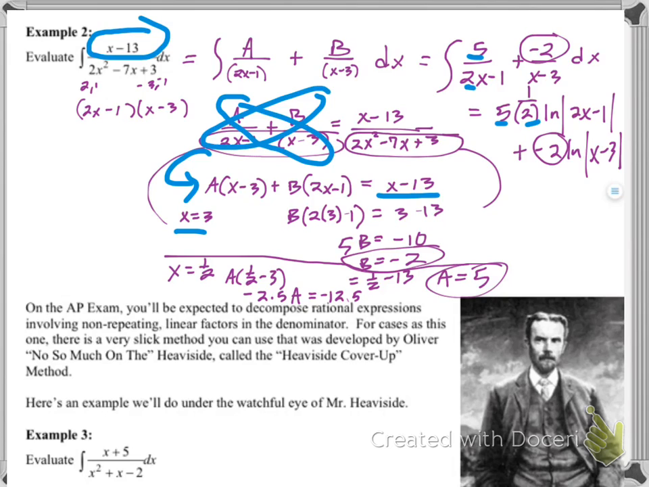We're done. Totally doable. Nine times out of 10, these are linear numerator. It factors beautifully, and then you get a sum of log expressions as your actual integral in the end. That's part 1 of these notes.